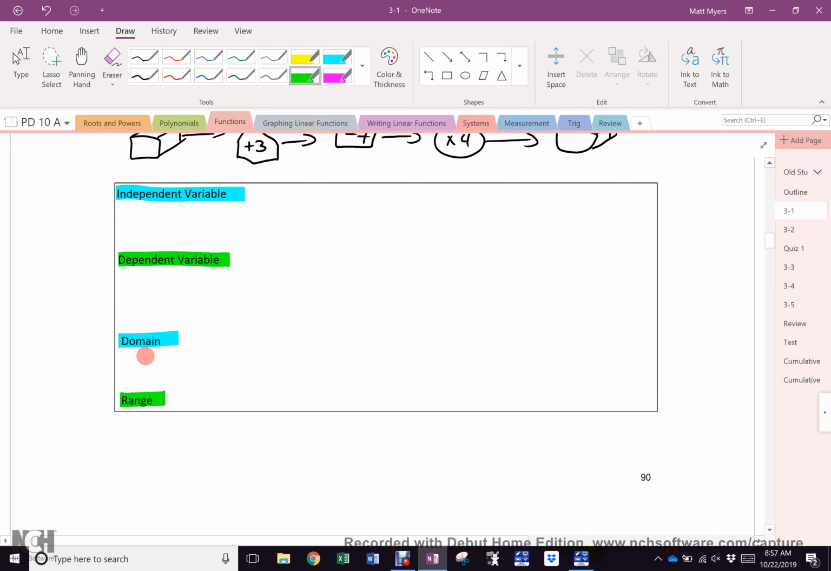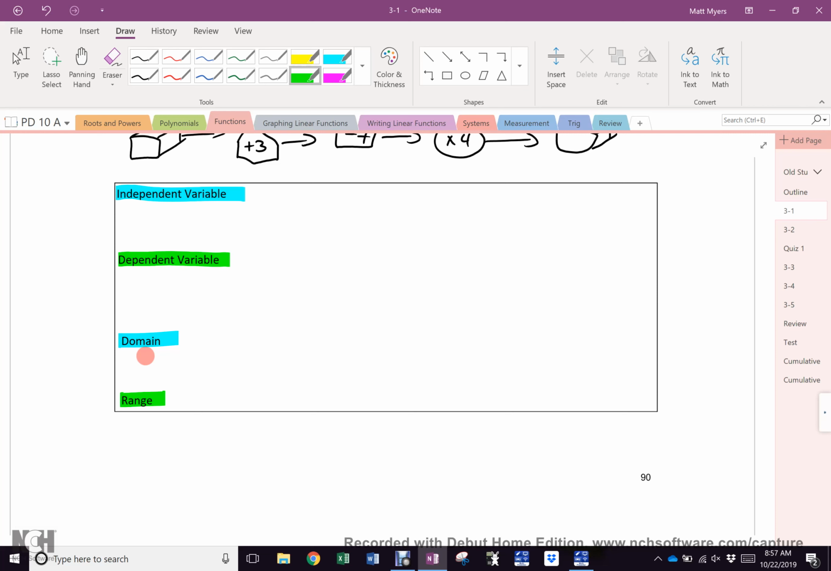Independent variable. First of all, what is a variable? And anybody who says X, I'm going to stab myself in the eye, so don't do it. What is a variable? Unknown value. Good. Placeholder. Nice. Anybody else? Okay. A variable actually means what it means in English. It means something that can change.